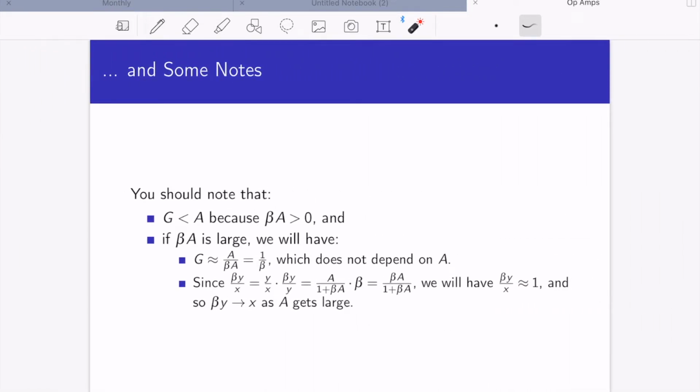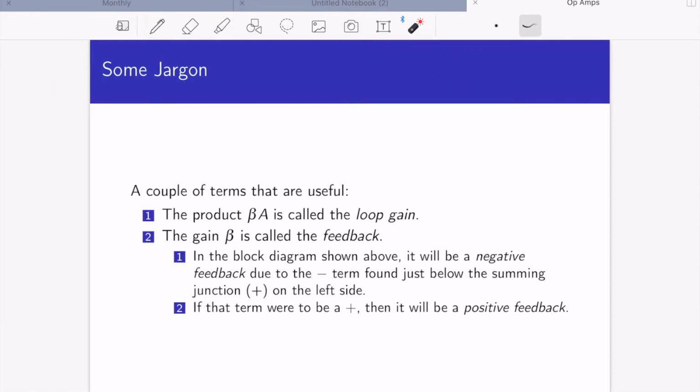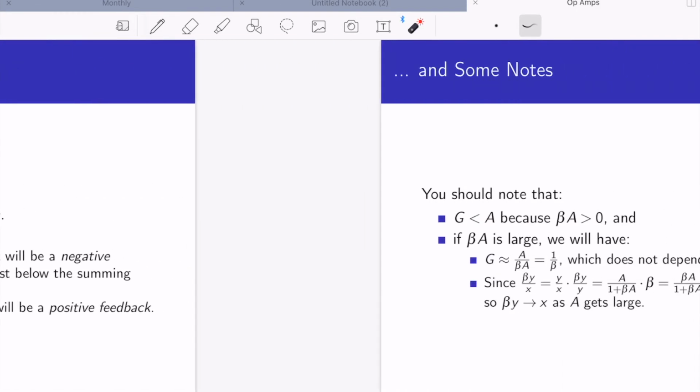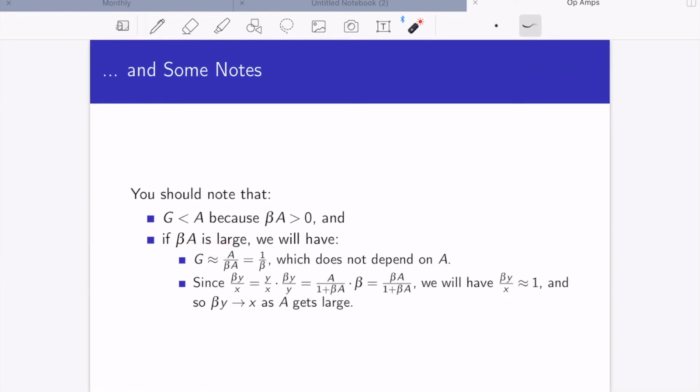Things to notice. G will definitely be less than A because beta A is positive, okay? If beta A becomes large, then what we end up with is G will be approximately A over beta A, right? So let's go back for a moment. We have G is equal to A over 1 plus beta A. So if beta A is large, that 1 in the denominator doesn't matter, and we just end up with A over beta A. So G will be approximately A over beta A. Canceling out the A's, we end up with 1 over beta. And that's a really good result. That means that our gain does not depend on the gain of the amplifier, A.